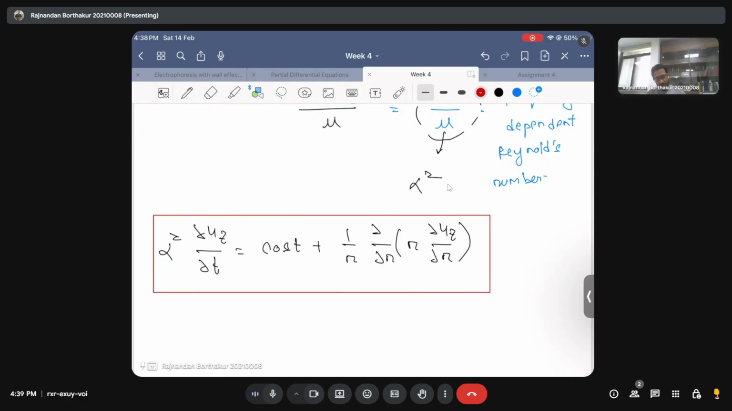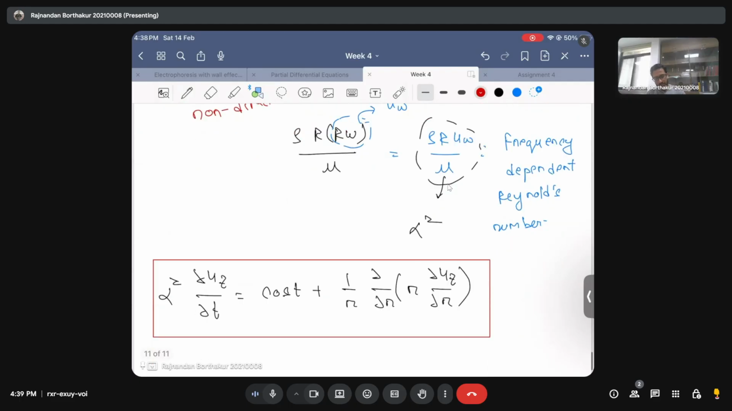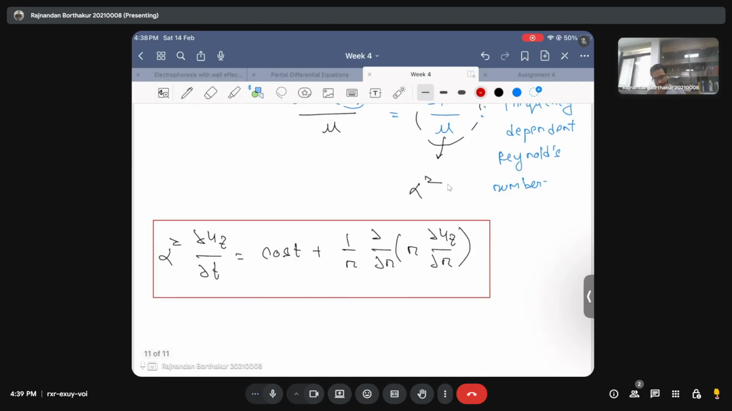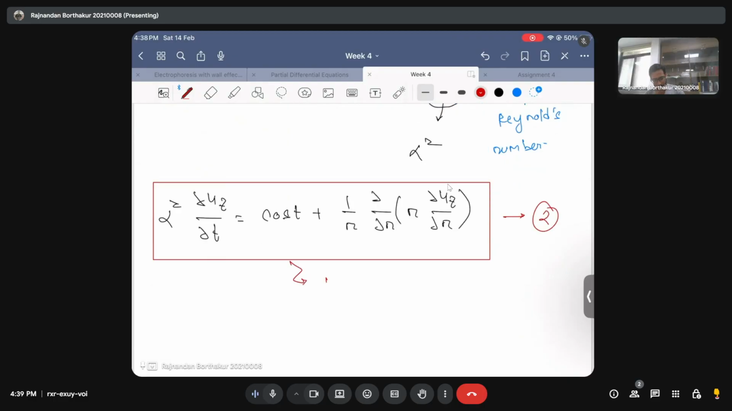Okay, where alpha squared, as I said, is known as the frequency dependent Reynolds number. So that's the non-dimensional equation. Maybe I'll write this as equation 2. That's the non-dimensional governing equation.